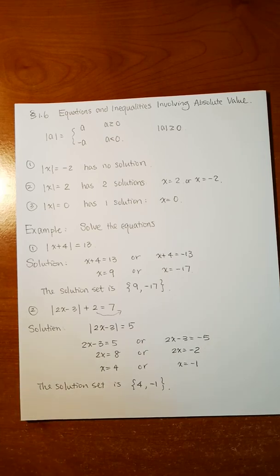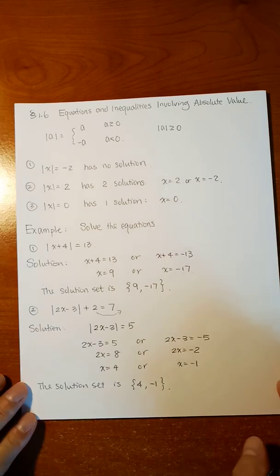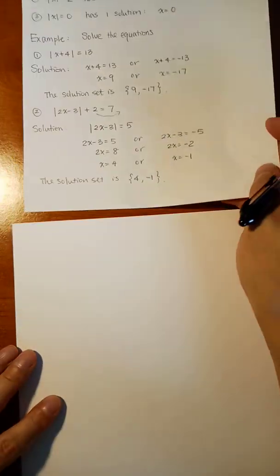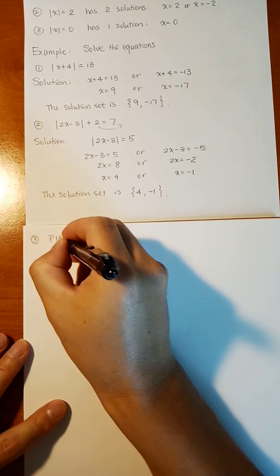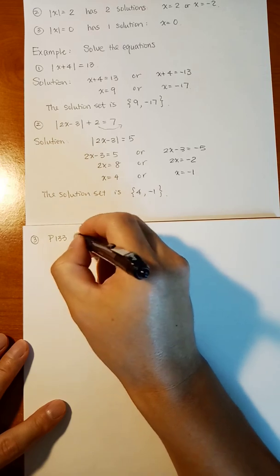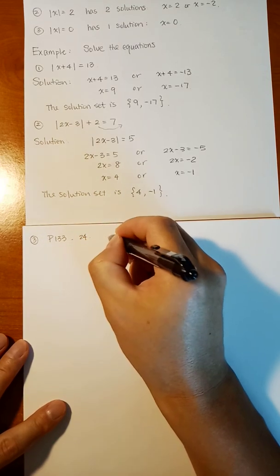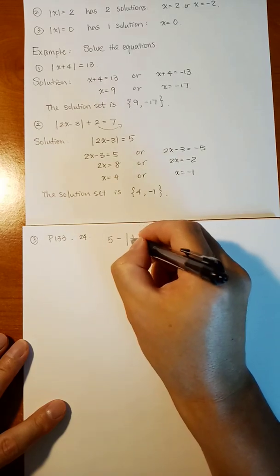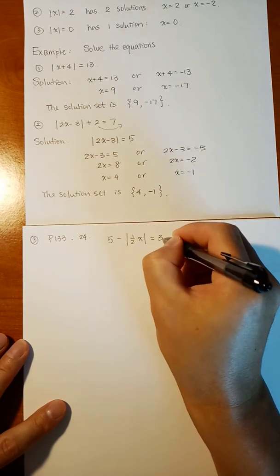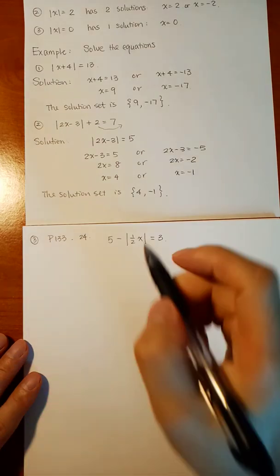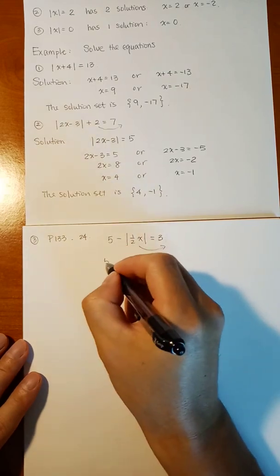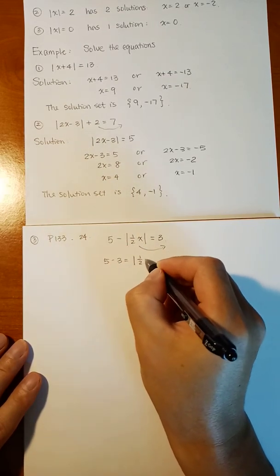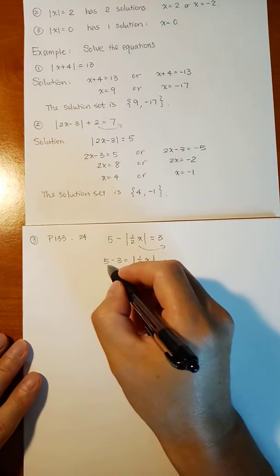Let's see if we can find more interesting examples. Okay, let's do more examples. 3, it's on page 133. Let's see problem 24. If we have 5 minus absolute value of 1/2 x is equal to 3. So how do we do that? We're going to move this absolute value to the right side, 3 to the left side. You will get 5 minus 3 is equal to absolute value of 1/2 x. And 5 minus 3 is 2.